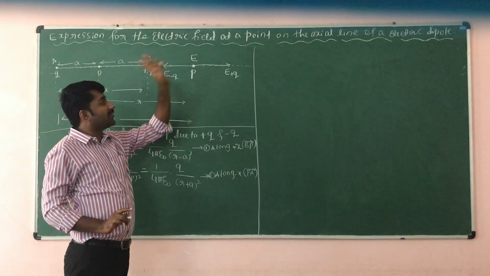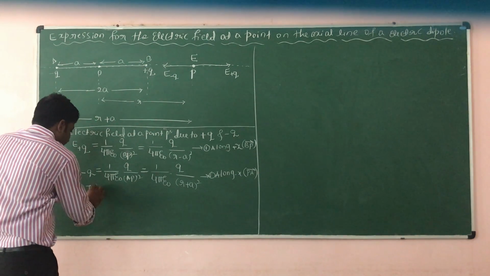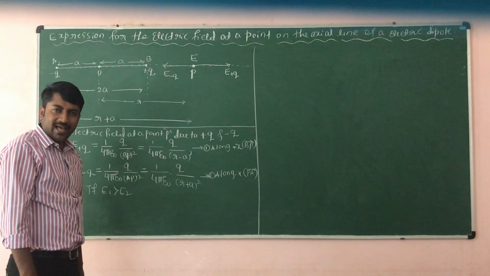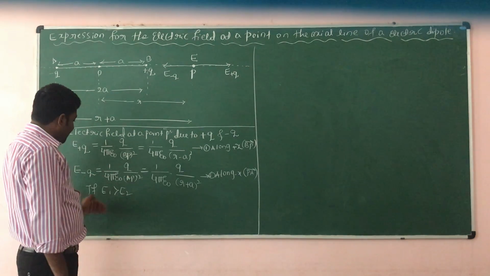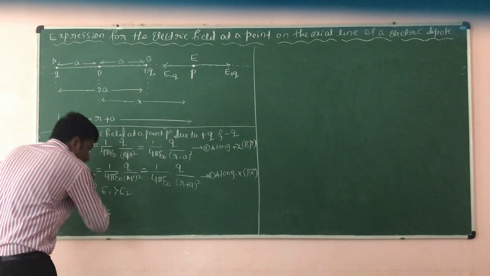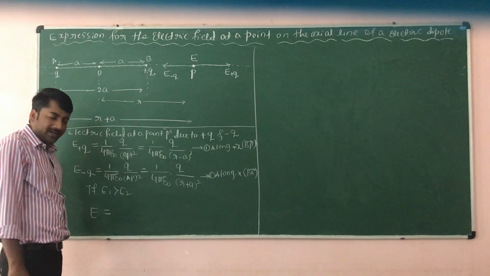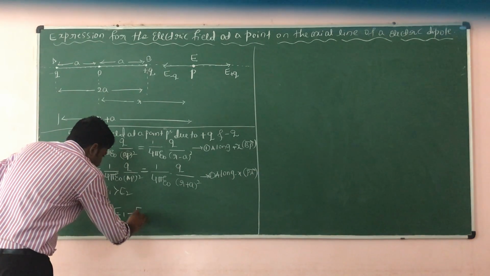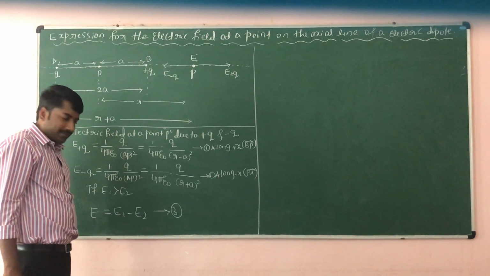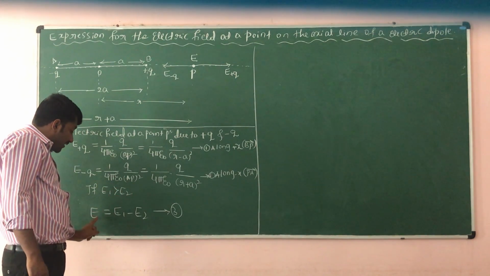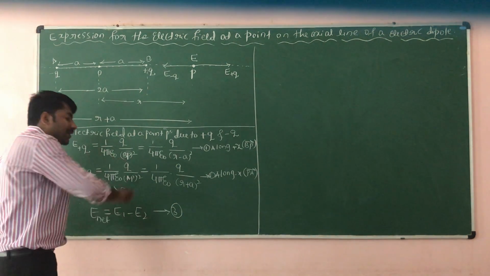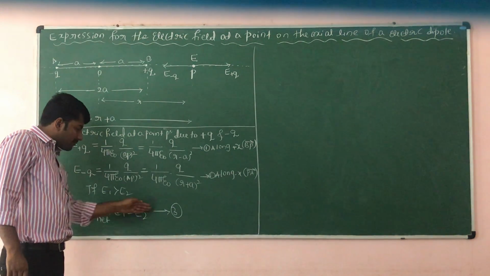Now you get the resultant electric field here. If E1 is greater than E2, and here, for our convenience, we take E1 greater than E2, therefore the resultant electric field E is equal to E1 minus E2. This is equation number 3. The resultant electric field at point P, we use E net or E resultant, E equal to E1 minus E2.